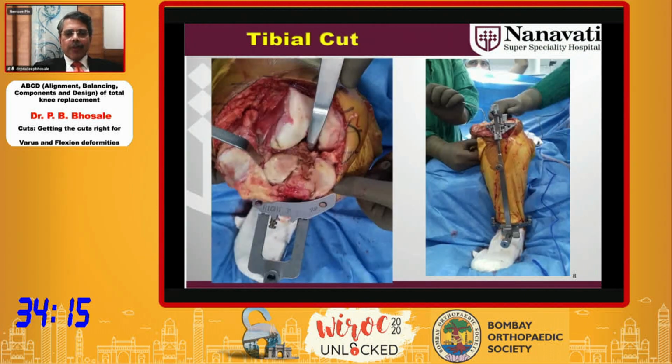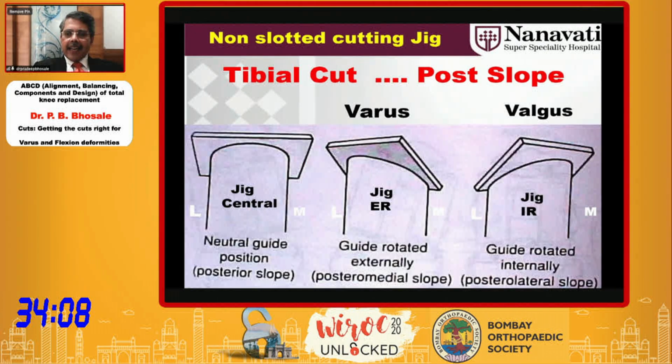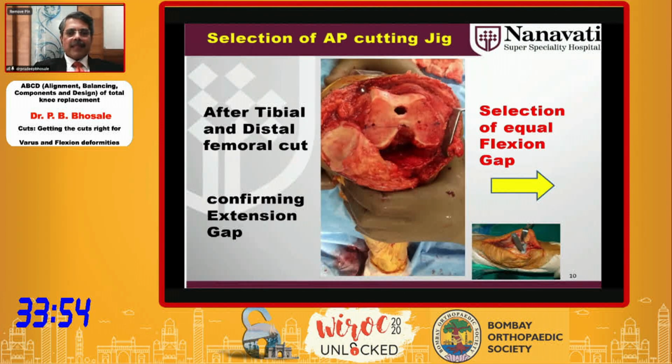So first, you expose the tibia in front, see the mechanical axis, and cut at a right angle to this. Sometimes, when you don't use a slotted jig, there's a chance of going into varus if you divert the osteotome in external rotation. So once you do the cutting and check the extension gap, then comes the very important selection of rotation.